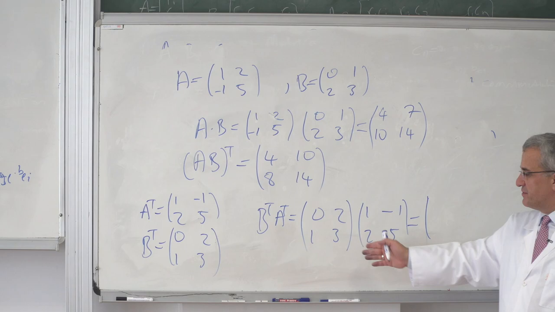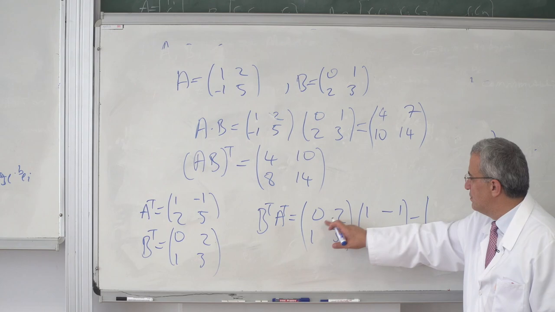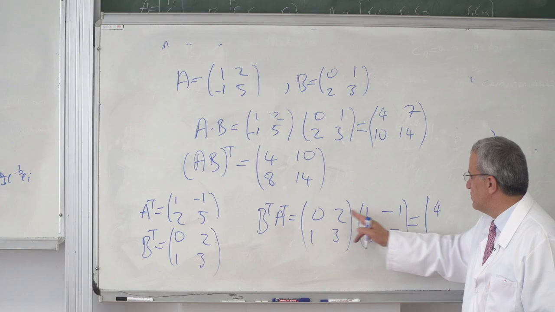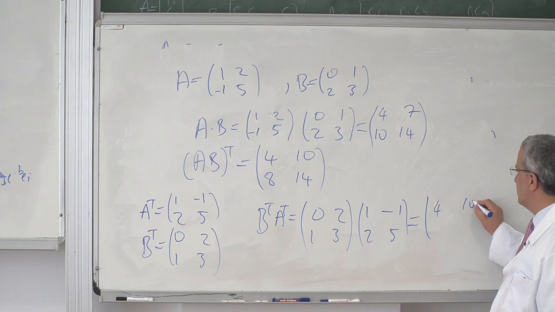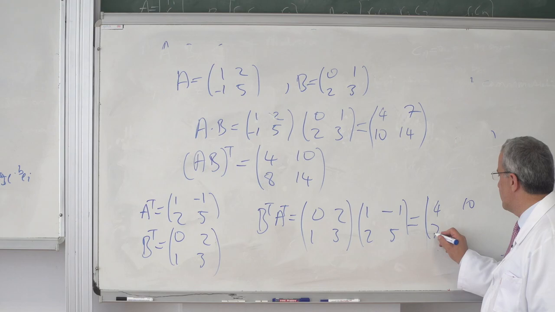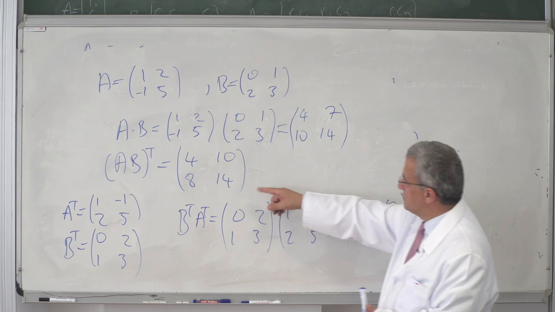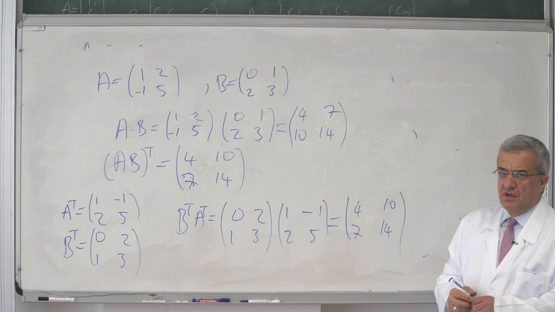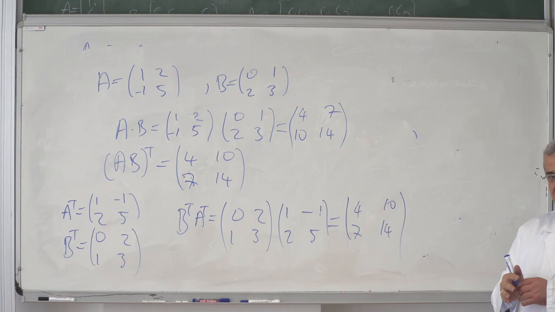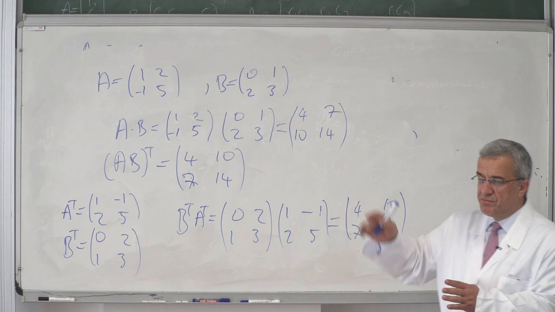Okay, so what will be this element? 0 times 1, 2 times 2, so it is 4. 0 times minus 1 is 0, 2 times 5 is 10. 1, 6, 7. Minus 1 plus 15 looks the same, right? This is also. So we will see after maybe 10-15 minutes that for the inverse also the same thing is true.